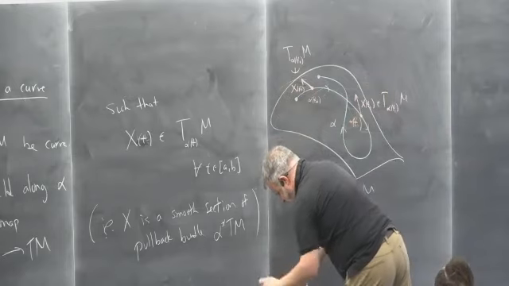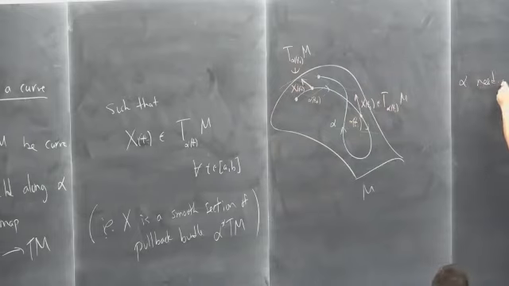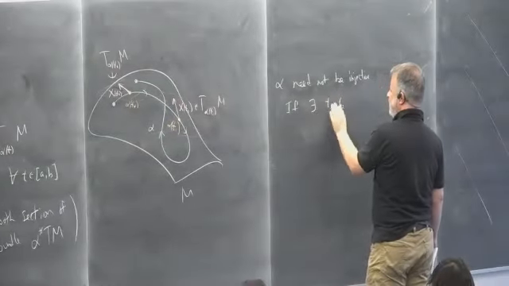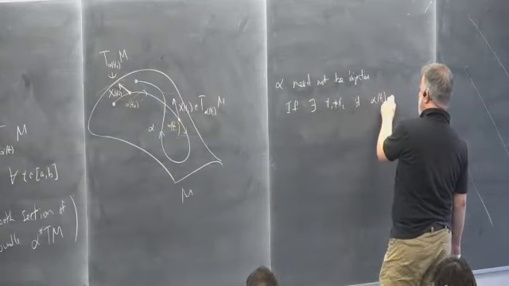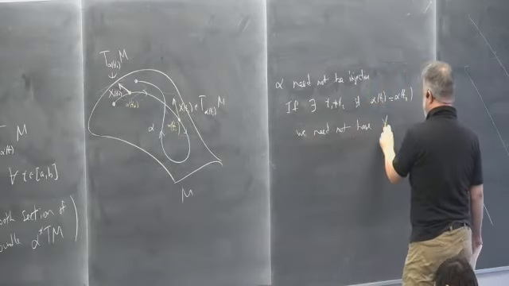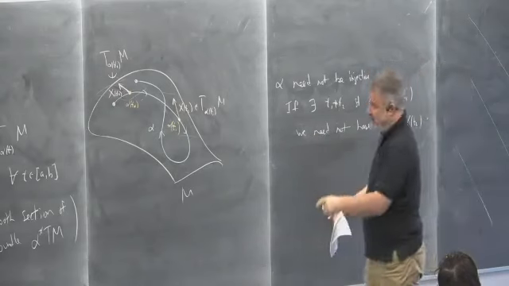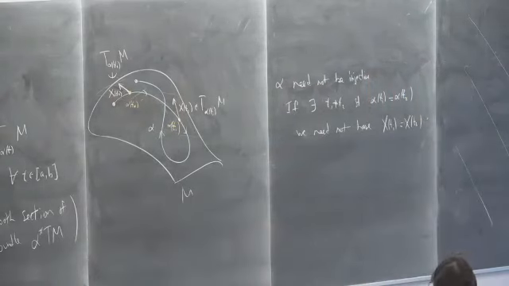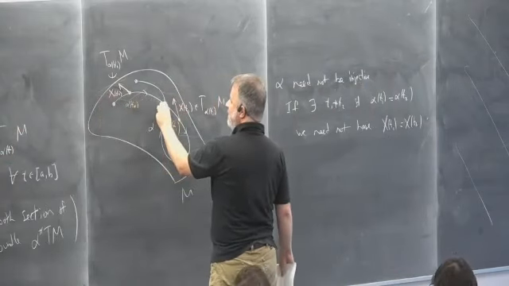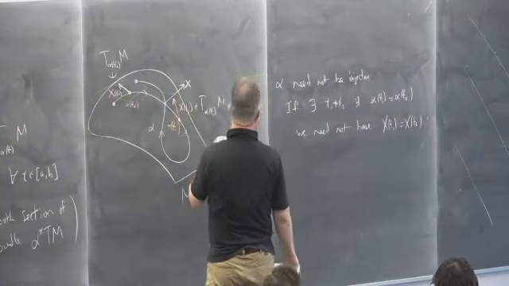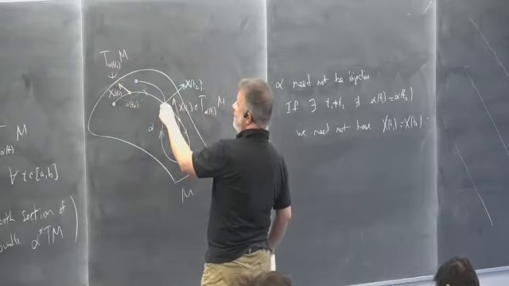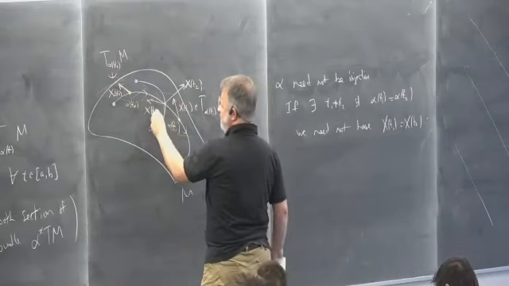So notice alpha need not be injective. If there exist t1 and t2 not equal such that alpha of t1 equals alpha of t2, we need not have X of t1 equals X of t2. So in this picture, let me get a different color. I've drawn this picture so that there's a point of intersection. We cross it first at some time, coming this way, let's call this t2. And then it might come back to this point at time t3, and X at time t3 might be different, right? That's okay.